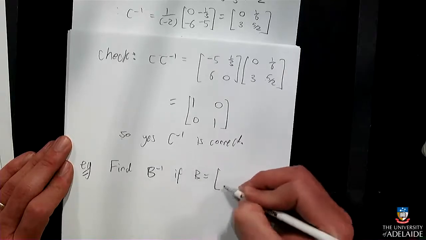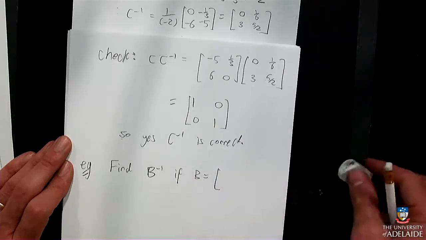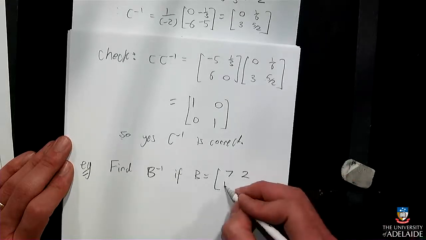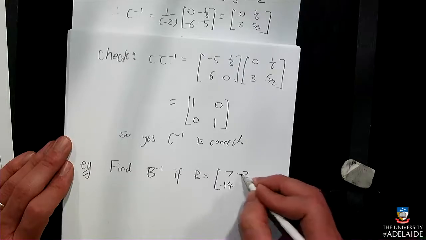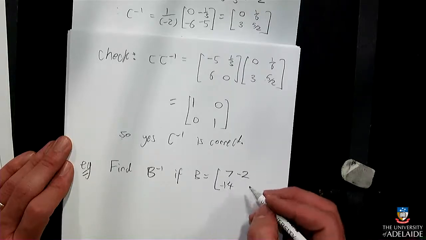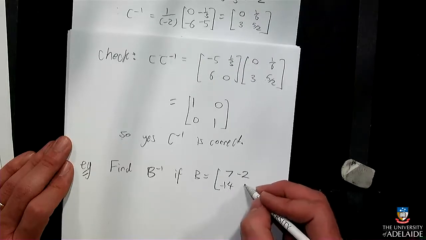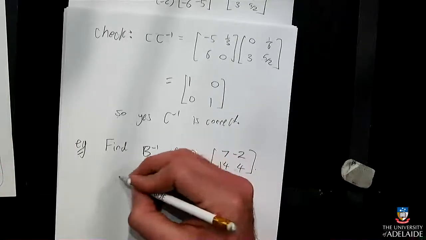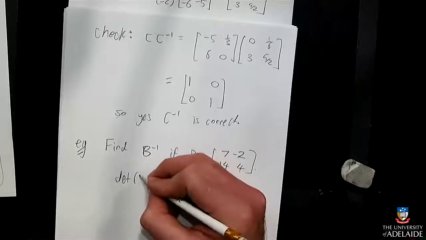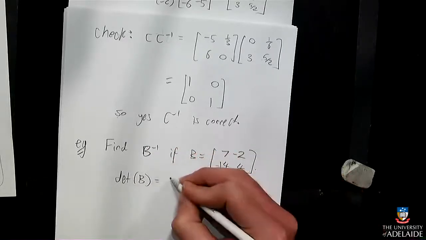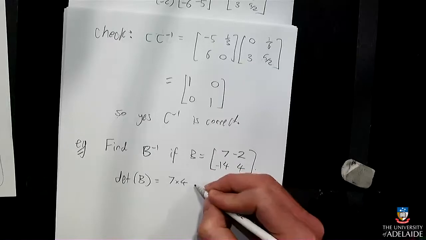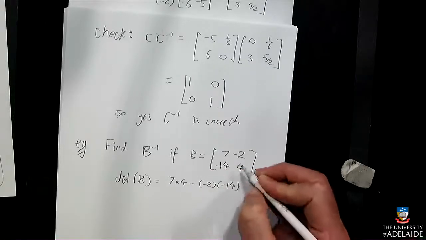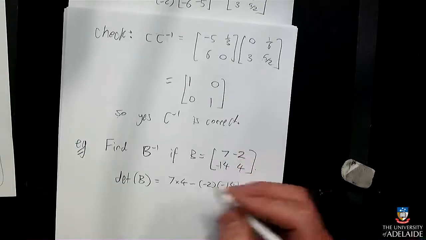Find B inverse if B equals [7, 2; -14, 4]. So first I'd calculate the determinant of B, and I would get 7 times 4 minus 2 times minus 14. So this diagonal minus this diagonal.